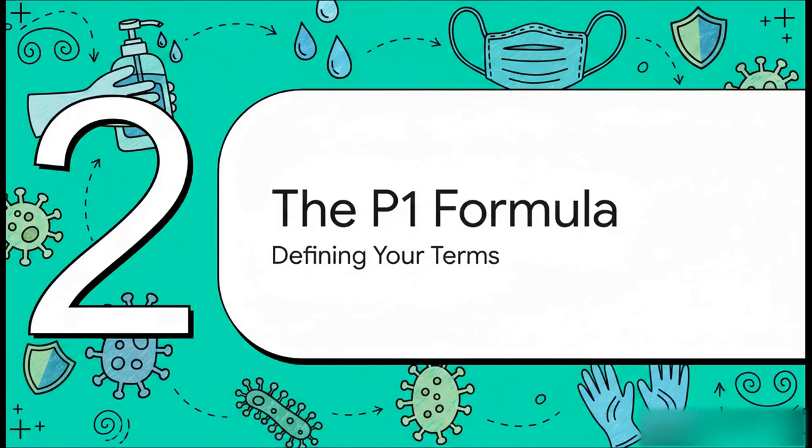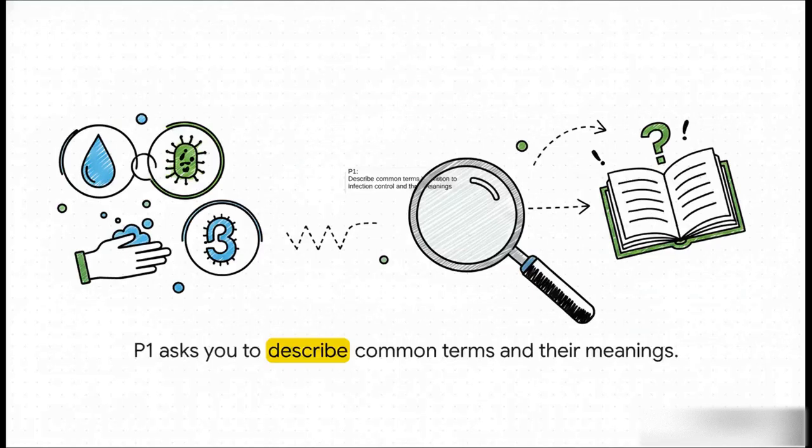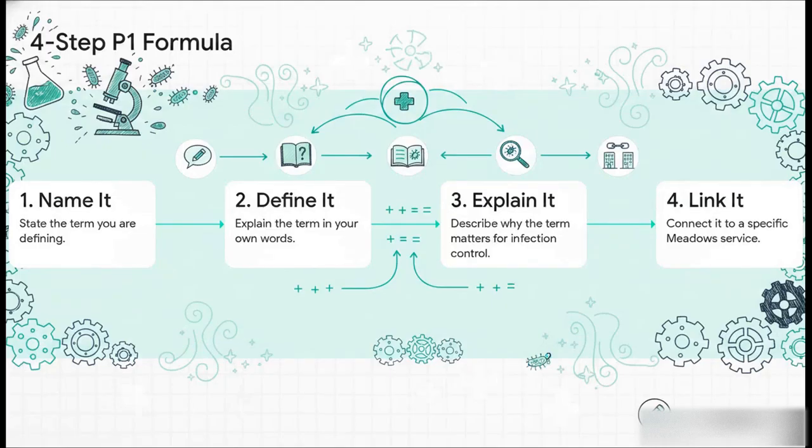All right, let's get into the nitty-gritty, starting with P1. This section is all about describing some common terms, but there's a specific formula you've got to follow to do it right. The brief says describe the terms, right? But, and this is key, a simple dictionary definition is not going to cut it. To really score well, you need to follow a clear structure for every single term. And here it is. This is your recipe for success for P1. Seriously, follow these 4 steps for every single term you discuss, and you are golden. It's a simple but really powerful formula.